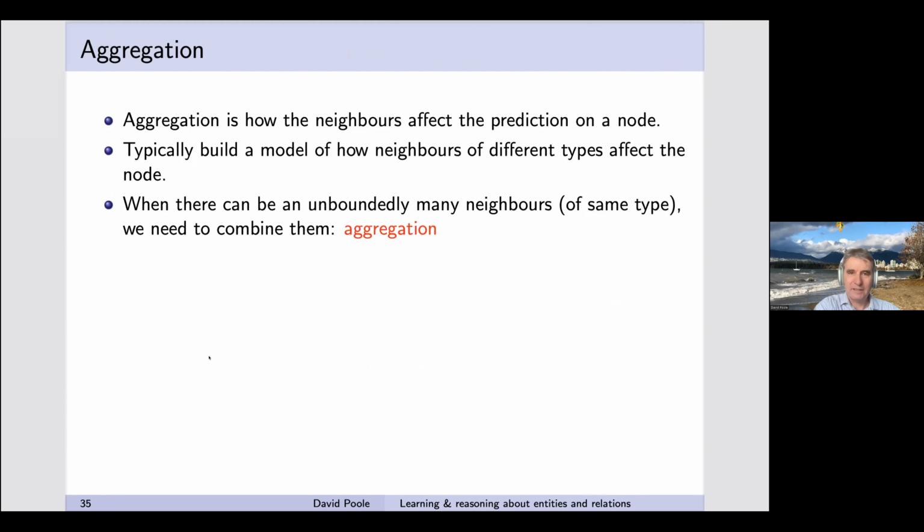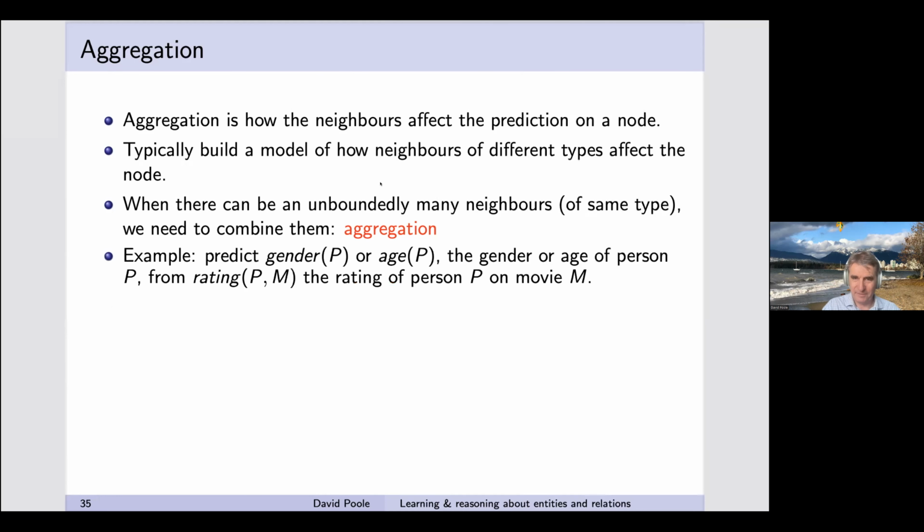The thing that I want to talk about is aggregation. Aggregation is how the neighbors affect the prediction of a node. What we typically do here is build a model of how the neighbors of different types affect the node. But when there are unboundedly many neighbors of the same type, we need to combine them with some form of aggregation. Let's make this concrete.